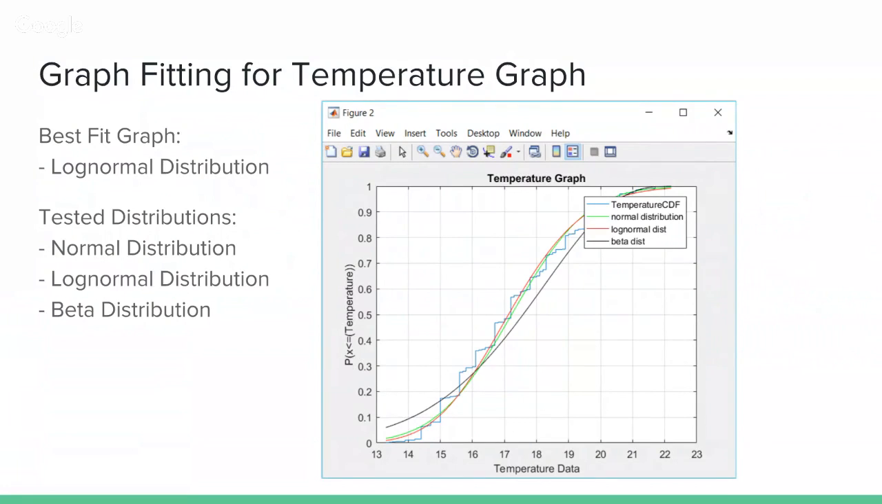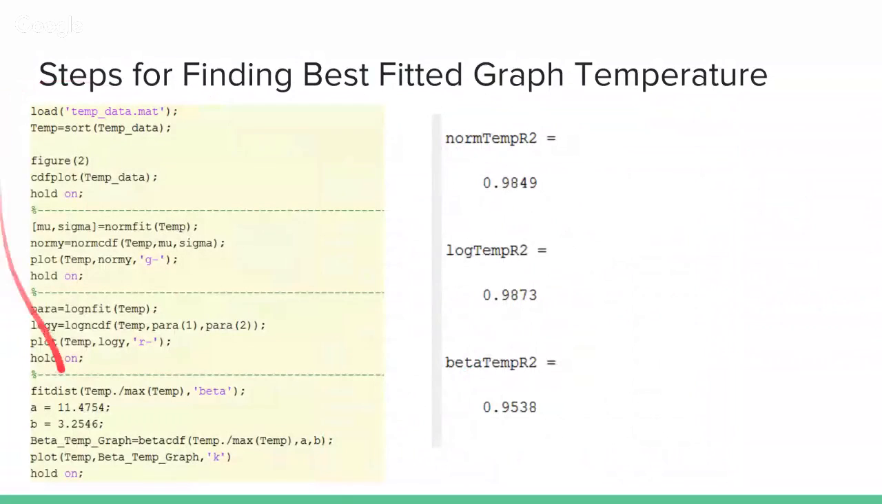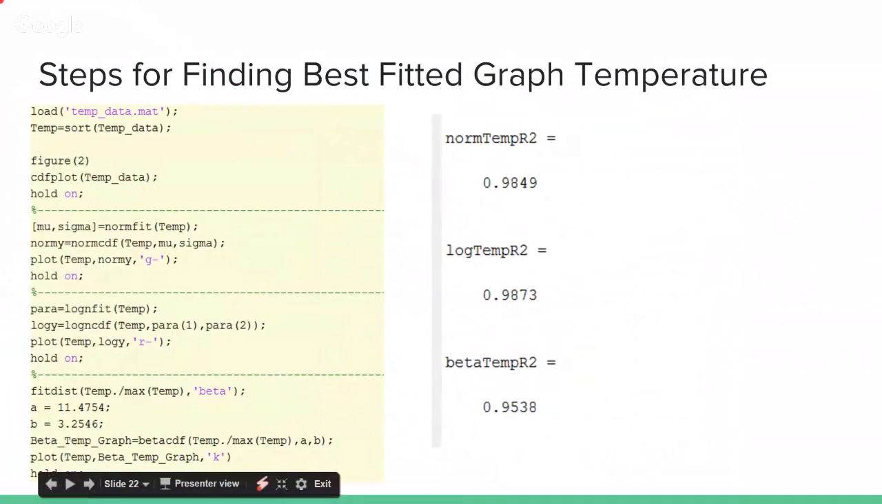But in addition to that, we also wanted to find some other best fit analytical graphs to sort of match that data. So as you can see here, we have our temperature data and pictured our few different analytical graphs. And the best fit ended up being the log normal distribution. The log normal is this red line right here, very close to the normal distribution. So if you look here, we have our MATLAB code. This is how we found and put the different graphs together.